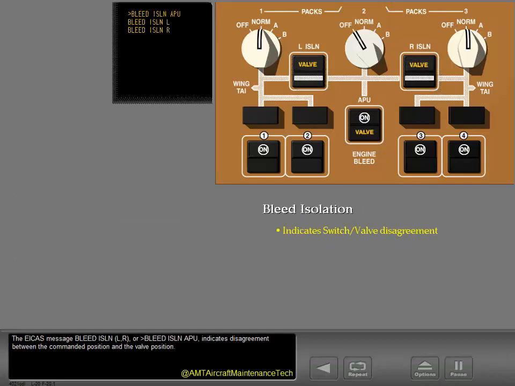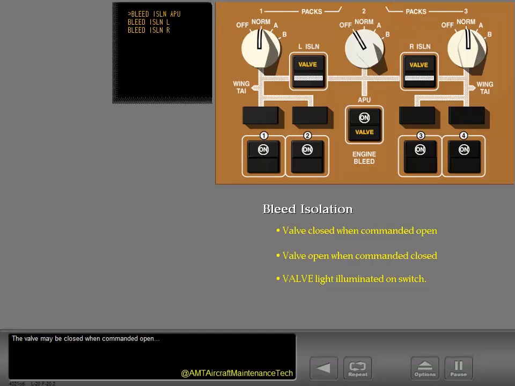The ICAS message Bleed Isolation or Bleed Isolation APU indicates disagreement between the commanded position and the valve position. The valve may be closed when commanded open, or it may be open when commanded closed.